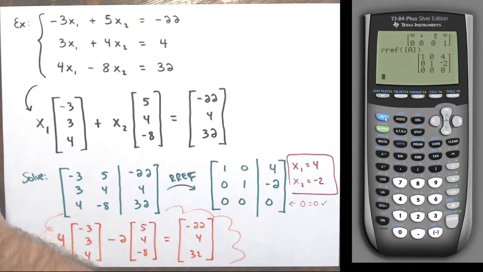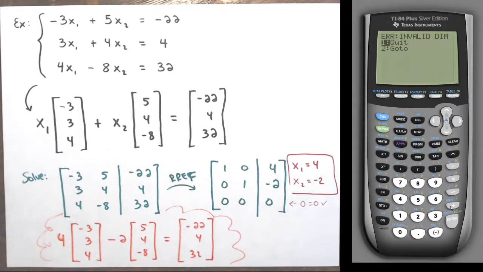Now, when I get out of here and try to do reduced row echelon form, look at what happens. See, it says invalid dimensions. Now, that doesn't mean you can't put it in reduced row echelon form. You can put any matrix into reduced row echelon form by hand. It's not impossible. Just get those lead ones with zeros above and below them, and then you've got it. Just for some reason, and I don't know why, a calculator doesn't do it when the number of rows is more than the number of columns.